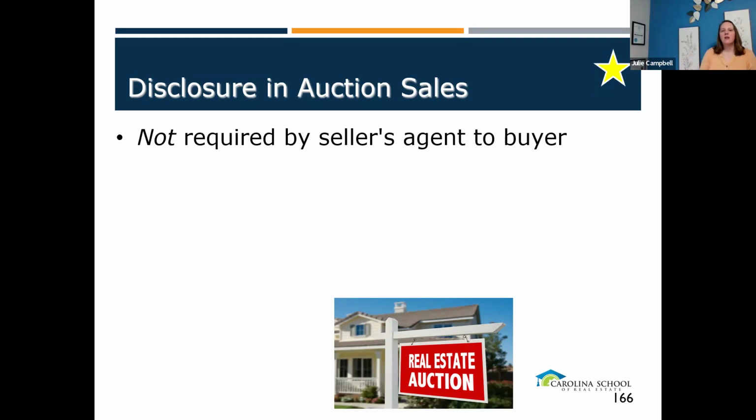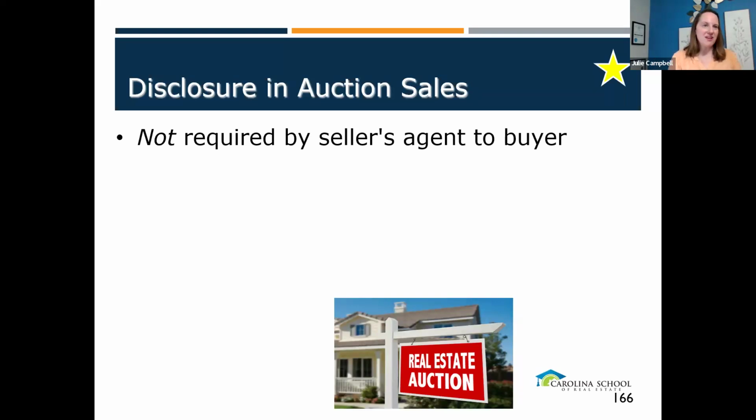In an auction sale, the auctioneer is hired by the seller. They also have a real estate license. They have two licenses, an auctioneer license and a real estate license. And with auction sales, the seller's agent, the auctioneer, is not required to do the working with real estate agent disclosure with the buyer in an auction sale. Maybe the buyer is represented, maybe they're not. But either way, the seller's agent, also known as the auctioneer, is not required to do the disclosure.